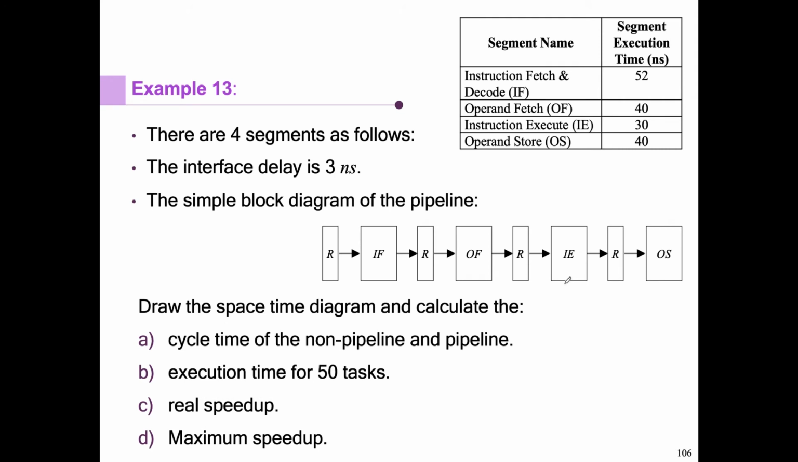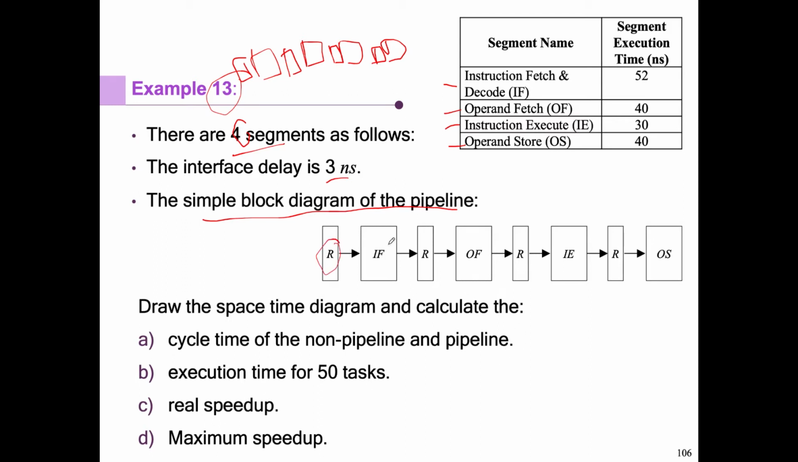Now you're going to see another example, example 13. There are 4 segments as follows: 1, 2, 3, 4. 4 segments all together. The interface delay is 3 nanoseconds. The simplest block diagram of the pipeline, if you are needed to draw, then you need to have 4 segments. 1 segment, 2 segment, 3 segment, and then another 4. But all of the segments will have their own register.